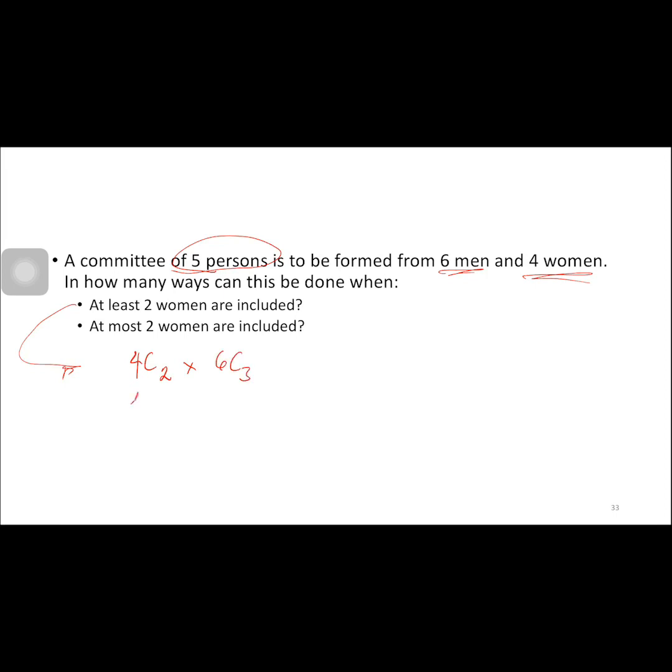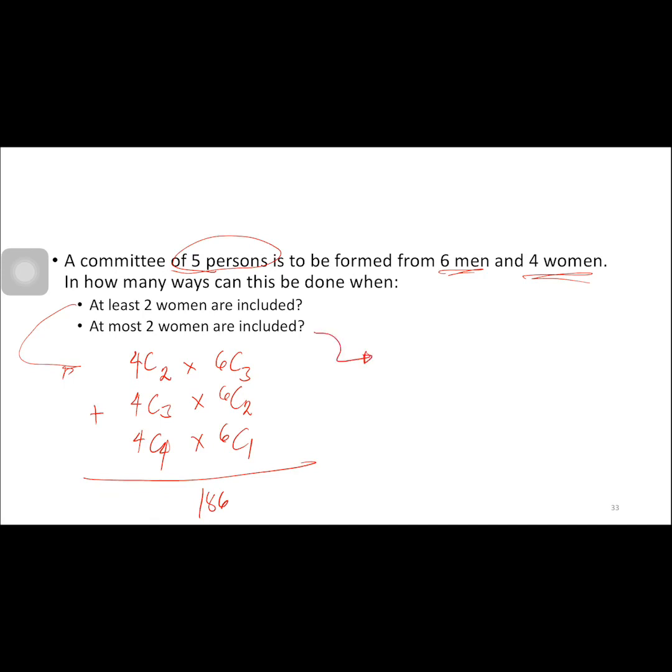Or that would be 4C3 from the women, and then from the men, we have 6C2. Or we can include all the women, so 4C4 times, and how many persons are we going to include from the men? We have 6C1. So that is equal to 186.